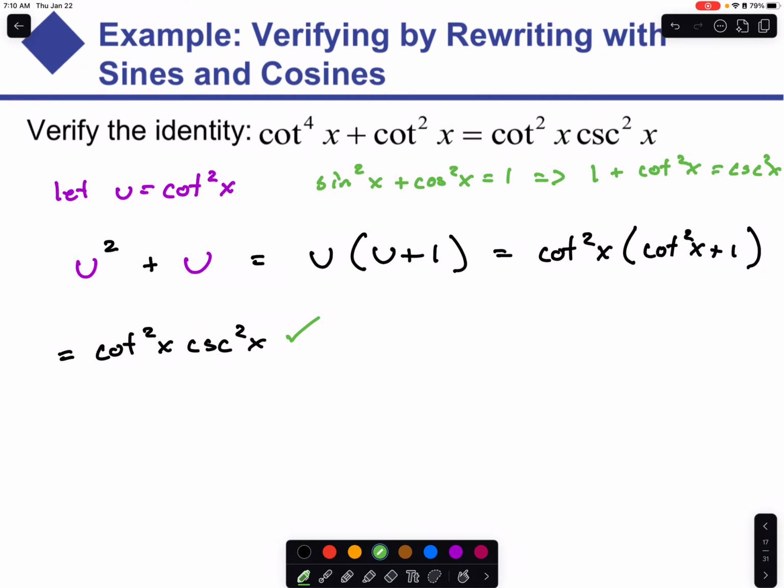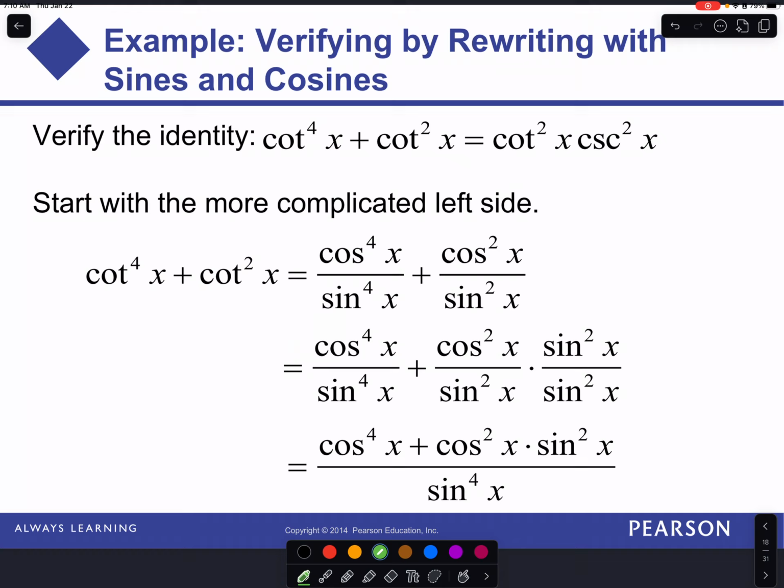All right, let's see. Okay, start with the more complicated left side. Now I think the way we did it might be a little bit better. They did cotan to the 4. They broke it into cosine to the 4 over sine to the 4. Okay, let's see what else is going on. So then they got a common denominator of sine. Yeah, that's a little bit more challenging.